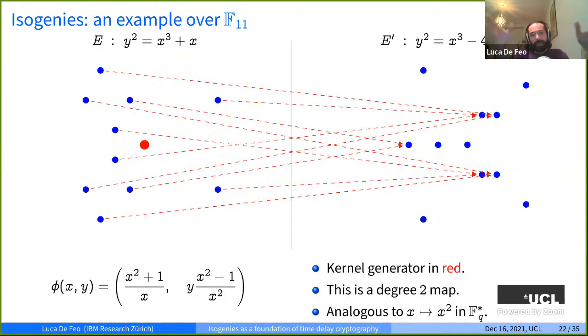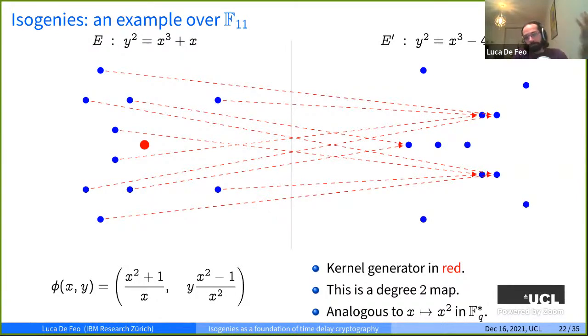And if you really need an analogy for this kind of map, think of it as squaring in a finite field. For example, squaring is a 2-to-1 map in the finite field, and it is a degree 2 map, and it kind of respects the group law, the multiplicative group law of the finite field. So this is like the genus zero equivalent, if you like, of an isogeny. It has much less interesting properties, but it's an analogy you can always keep in mind if you want to think about the properties of an isogeny.